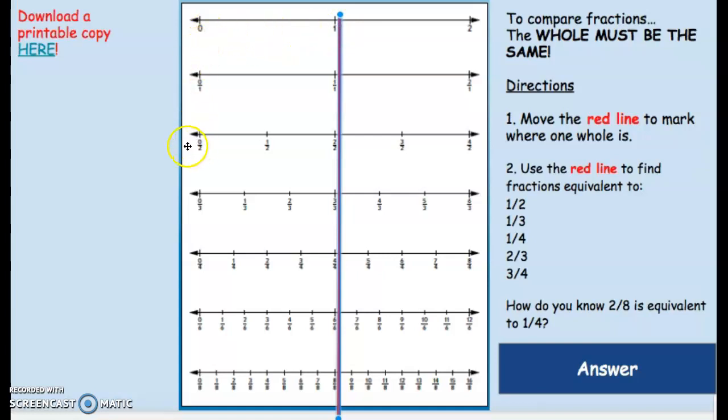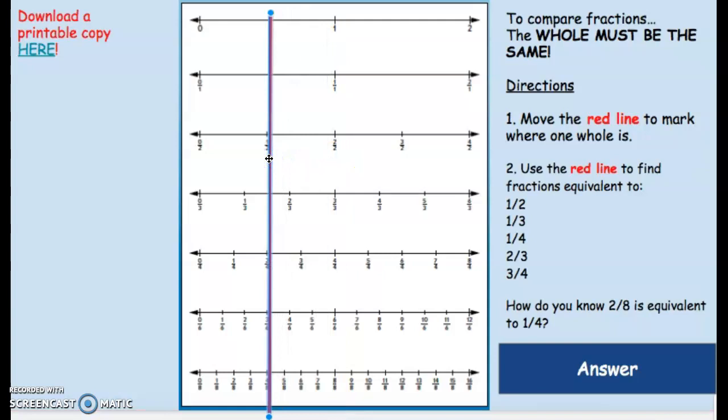This is the halves number line, so I'm going to use my straight edge to the 1/2 fraction. If I go to my thirds number line, I see 1/3 and 2/3. But there's nothing that lines up here. That must mean that no thirds are equivalent to a half.